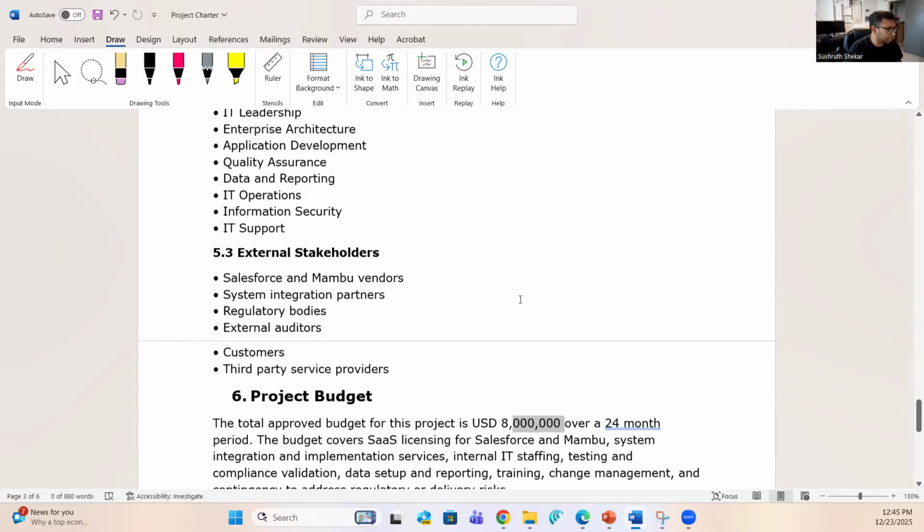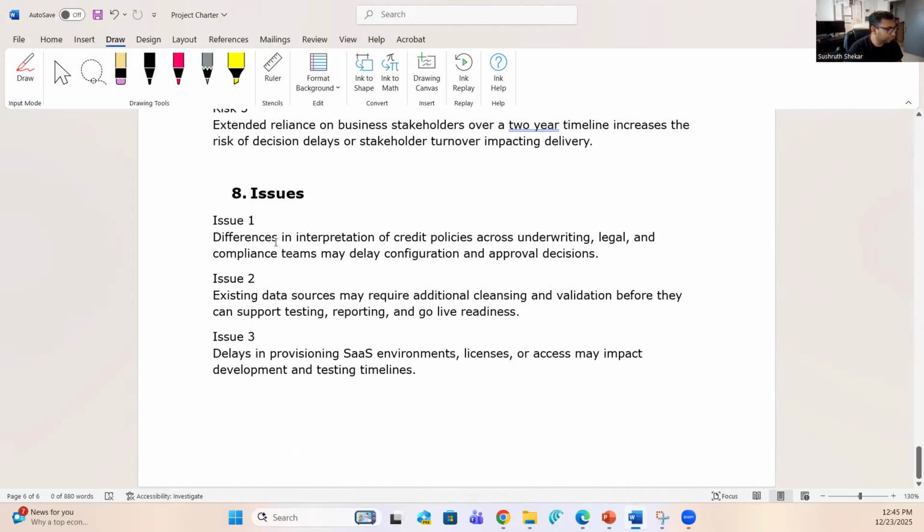And next is the issues, right? Differences in interpretation of credit policies across underwriting, legal, and compliance teams may delay configuration. So, in general, I'll first go over what an issue is. An issue is something that is staring us right in our face, meaning we don't have time to figure a way around.